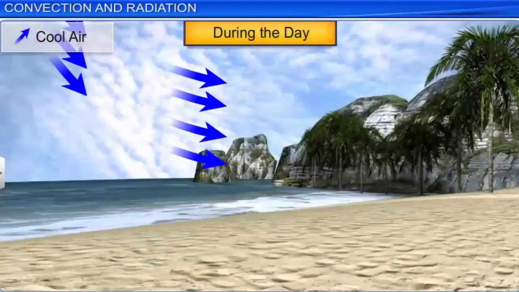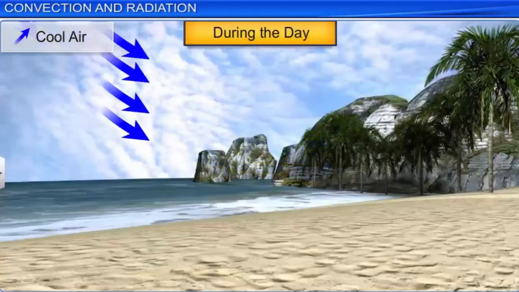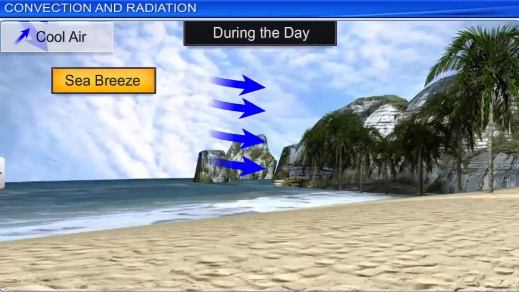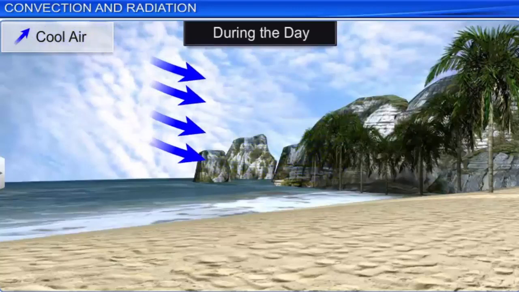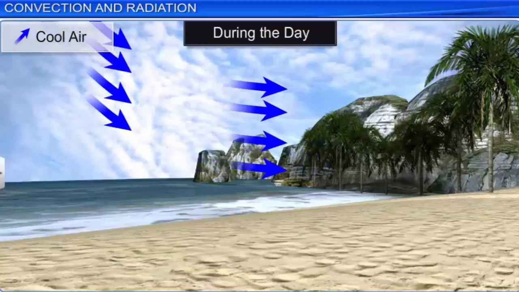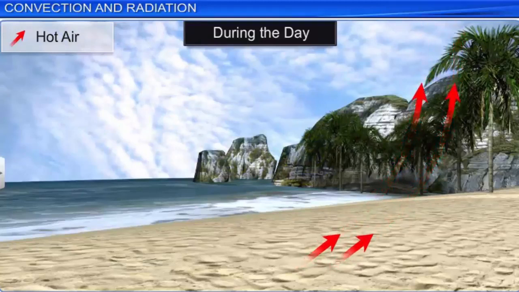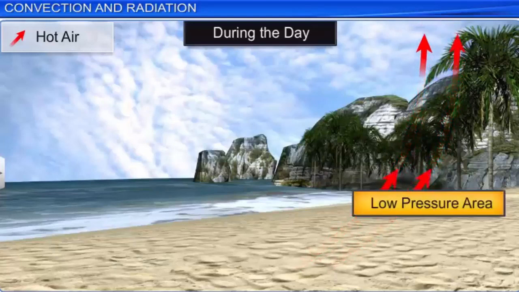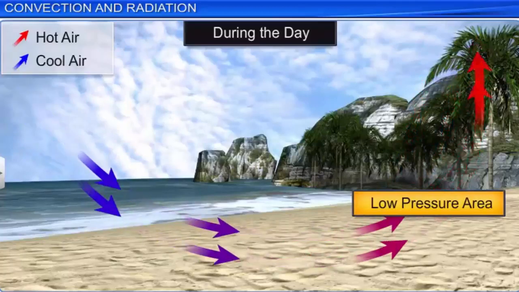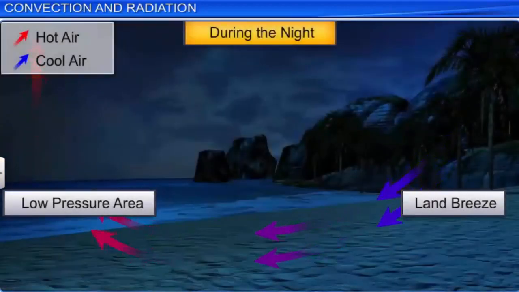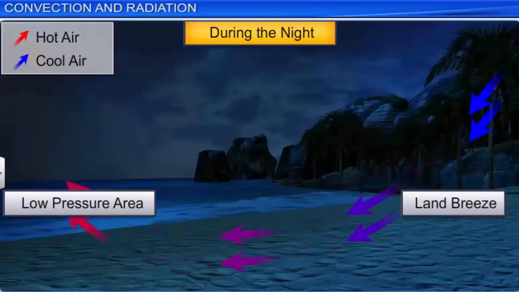For example, in coastal areas, wind blows from the sea to the land in the daytime. This is known as sea breeze. The sea water warms up slower than the land because of high specific heat capacity of water. As a result, the air above the land becomes hotter and moves up, creating a low pressure area. Now, the air above the sea water moves towards the land and forms the sea breeze. During the night time, exactly the reverse process takes place. Air moves from the land to the sea. This is known as land breeze.